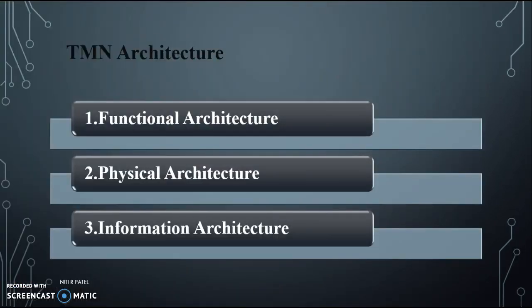Next comes the TMN architecture. The TMN architecture is further divided into three sub-modules: the functional architecture, physical architecture, and information architecture. In brief, the functional architecture identifies the functional modules or the blocks in the TMN environment, including the reference points between them. The physical architecture defines the physical blocks and interfaces between them. And the last, information architecture, exchanges the information between the objects and the management system. So now let us look into all these three sub-modules in detail.